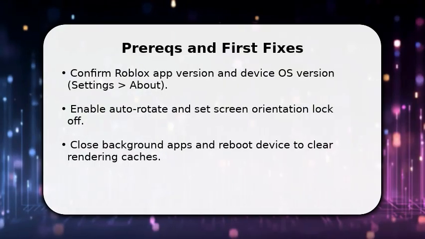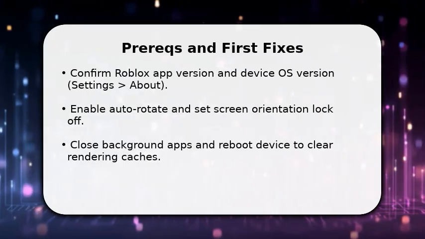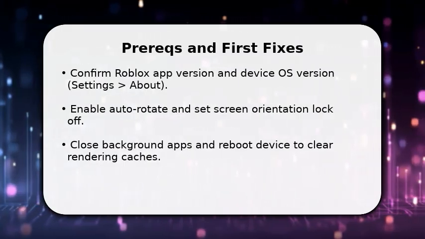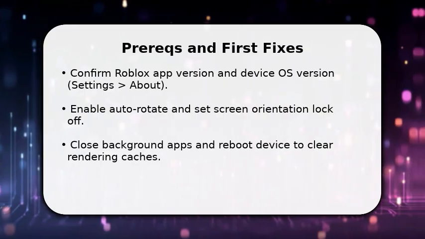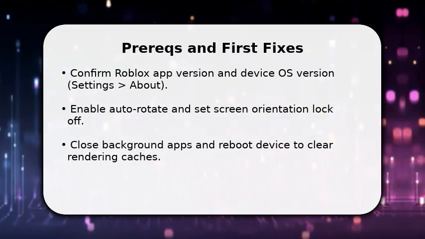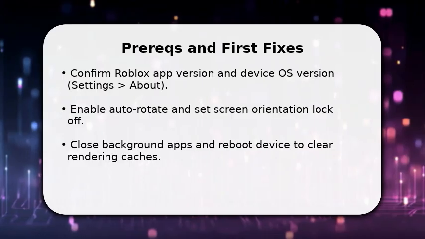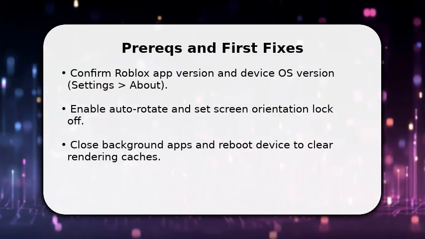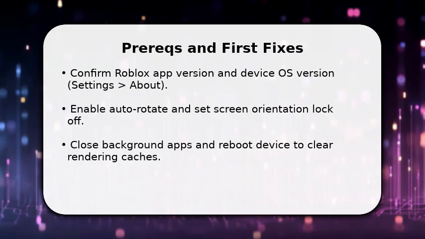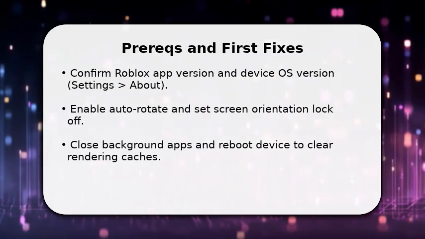You need the essentials: updated Roblox and an unlocked orientation. First, check app and OS versions so you avoid compatibility bugs. Once done, turn off orientation lock and enable auto-rotate in quick settings. This lets the system accept portrait changes.